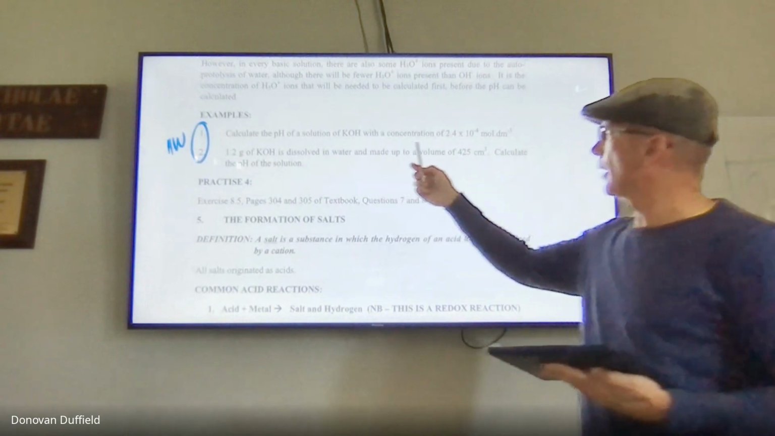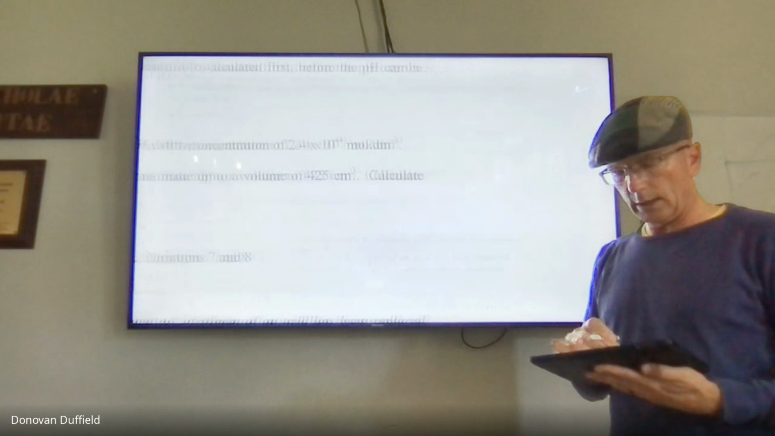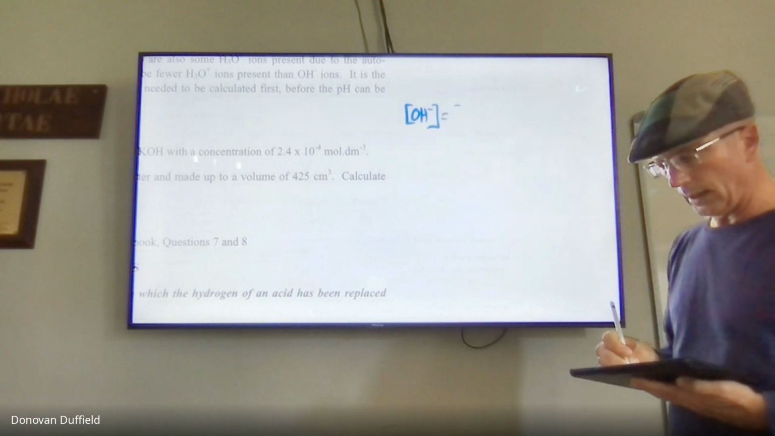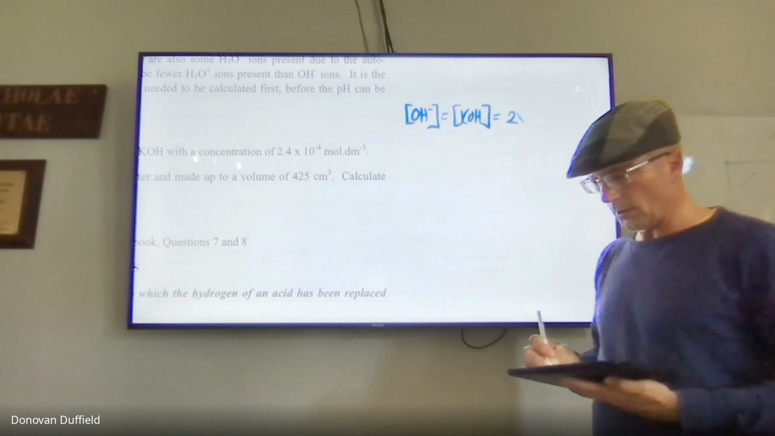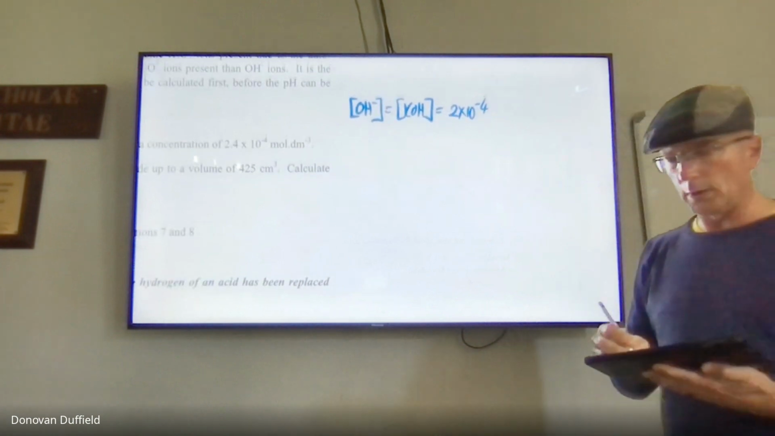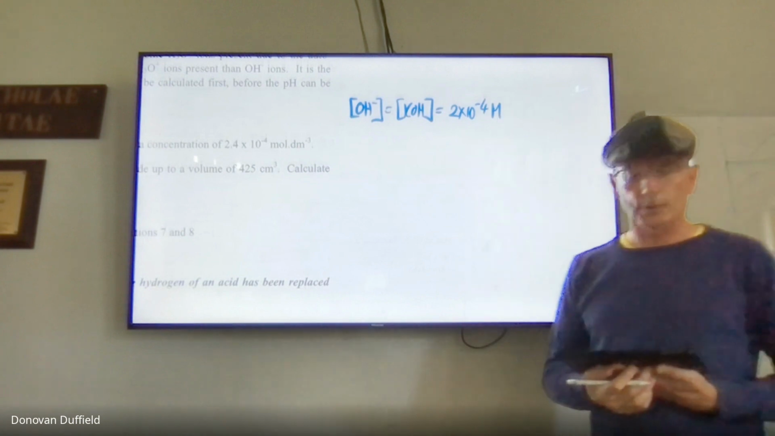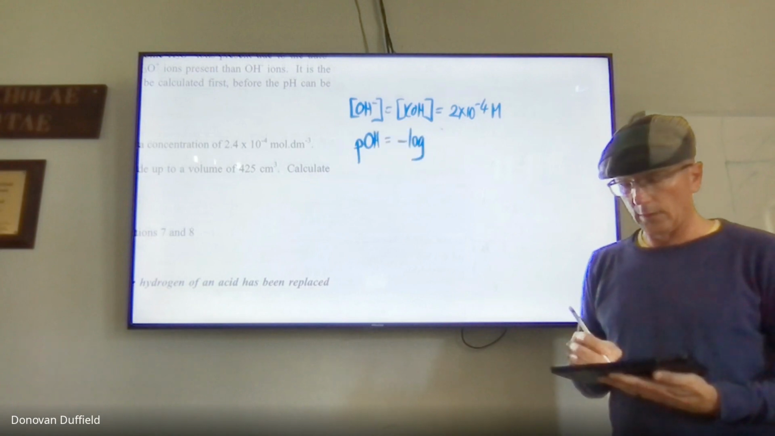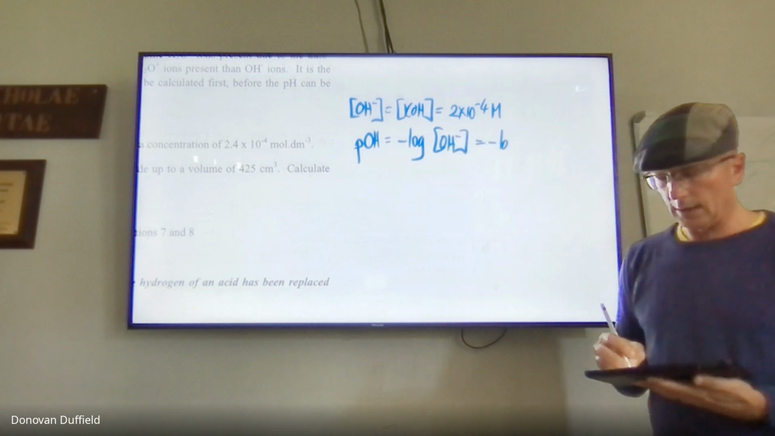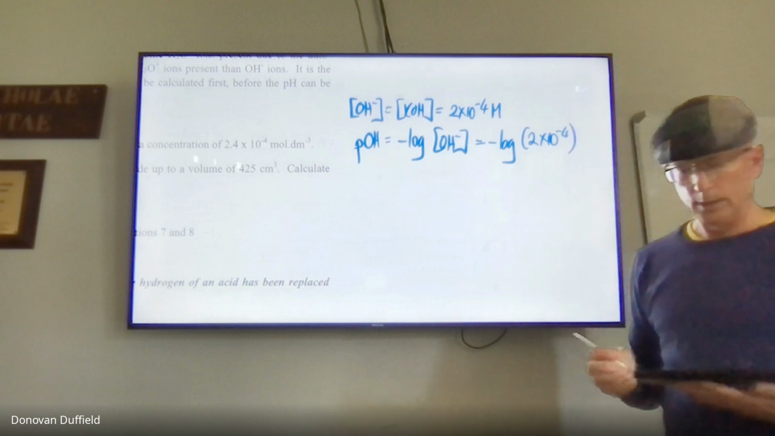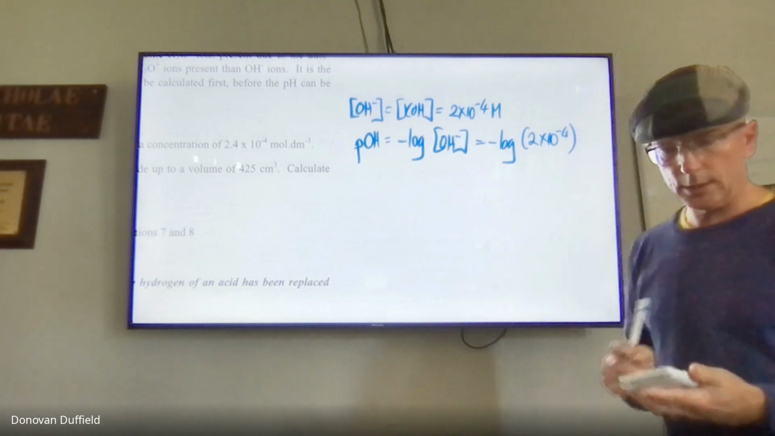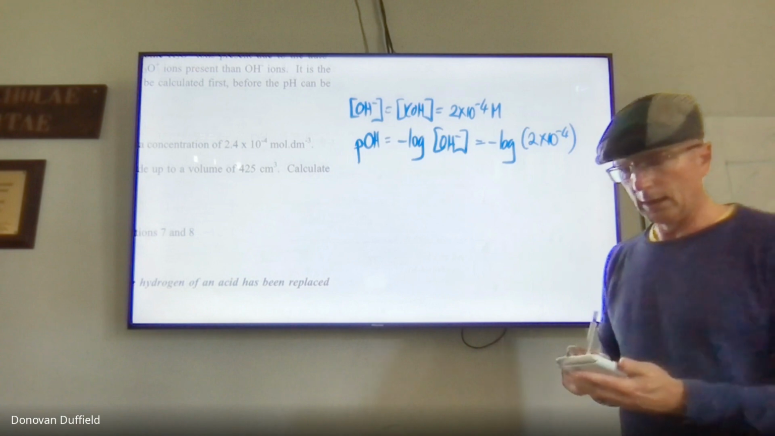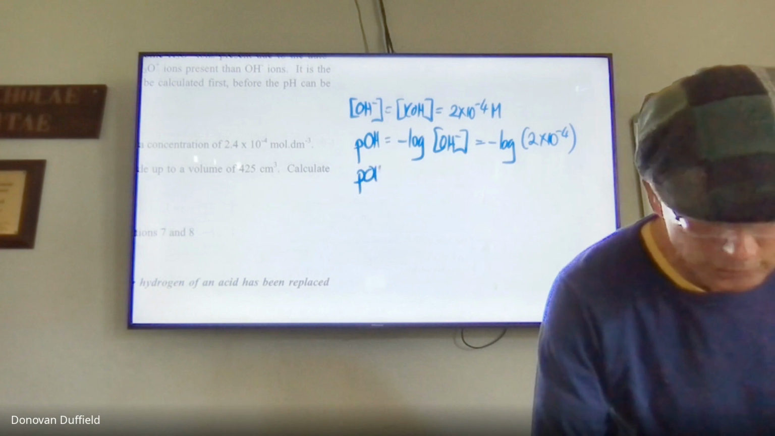calculate the pH of the solution of KOH with that concentration, then what I can do is immediately say, well, okay, we know that the hydroxide ion concentration is the same as the KOH concentration, which is 2 times 10 to the negative 4 mole per cubic decimeter. I use big M as a unit for concentration. Now, the pOH is going to be the negative logarithm of the hydroxide ion concentration. It's the negative log of 2 times 10 to the negative 4. And when we work that out, we say, okay, so that is the negative log of 2 times 10 to the negative 4.